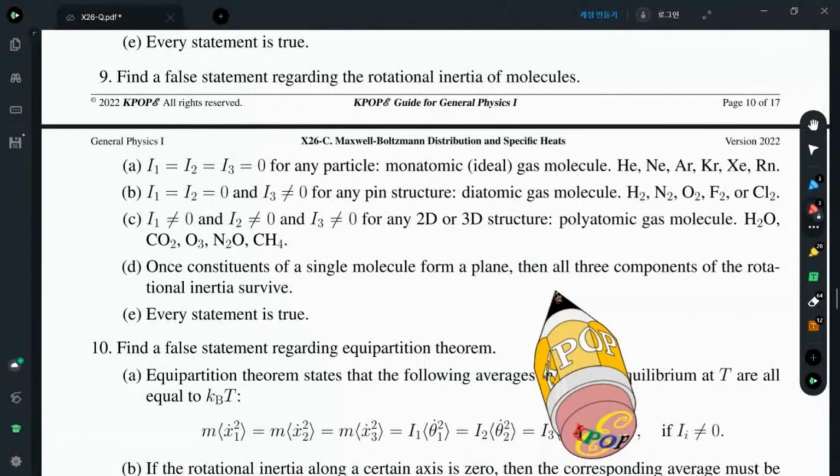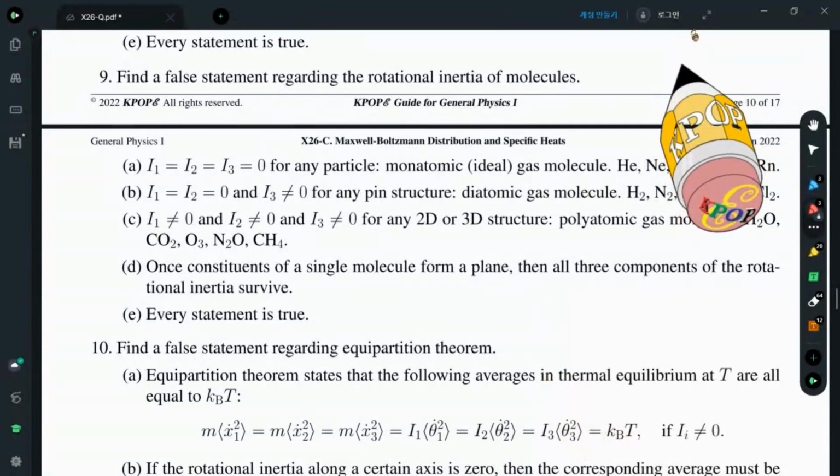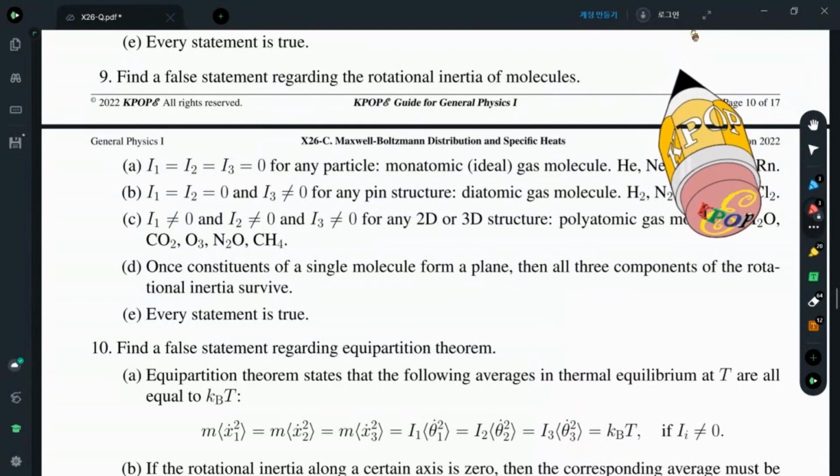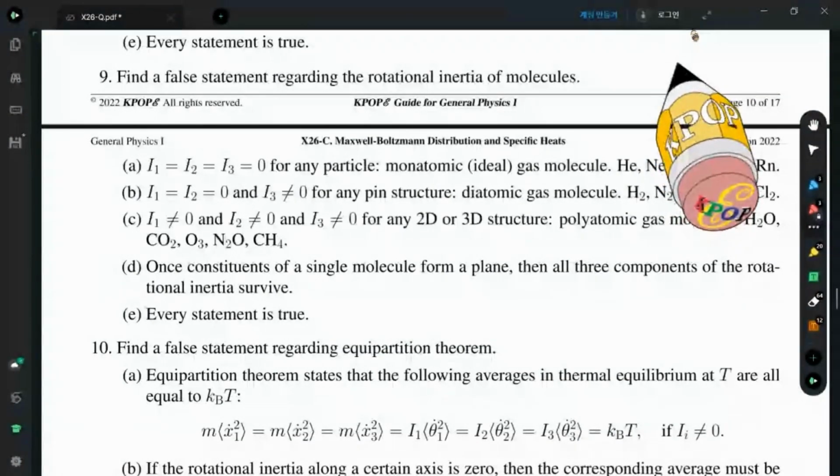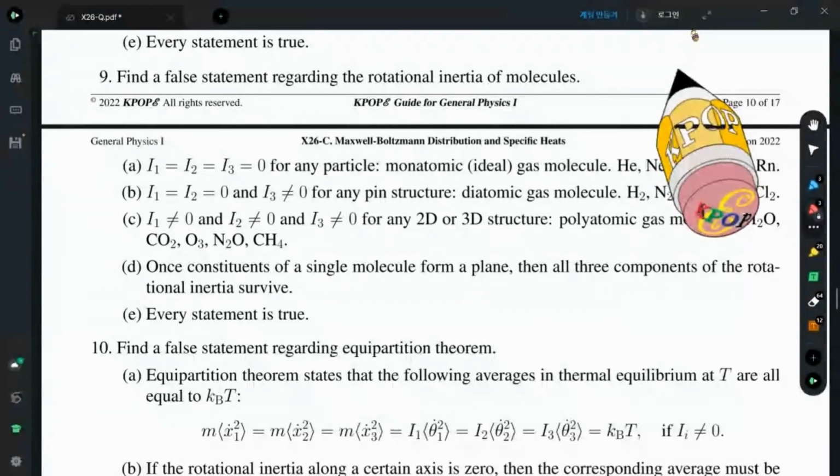Next, until now, we have considered a molecule that does not have any structure in it. So we have considered the translational kinetic energy only. However, if a molecule has a structure, then it can make a rotation, and the rotational kinetic energy may contribute to the internal energy. Therefore, the specific heat of gas depends on the structure.